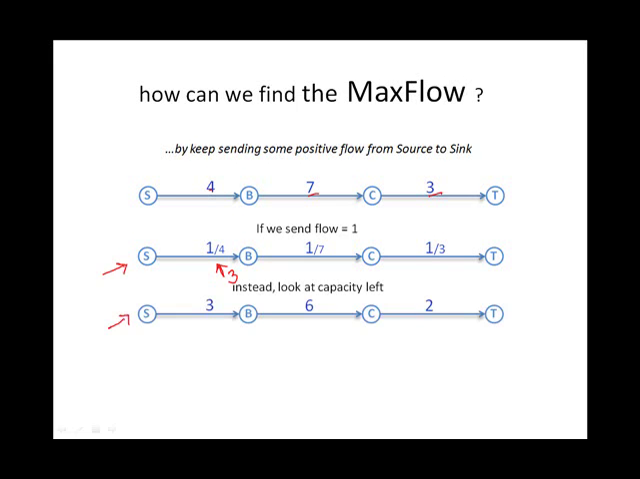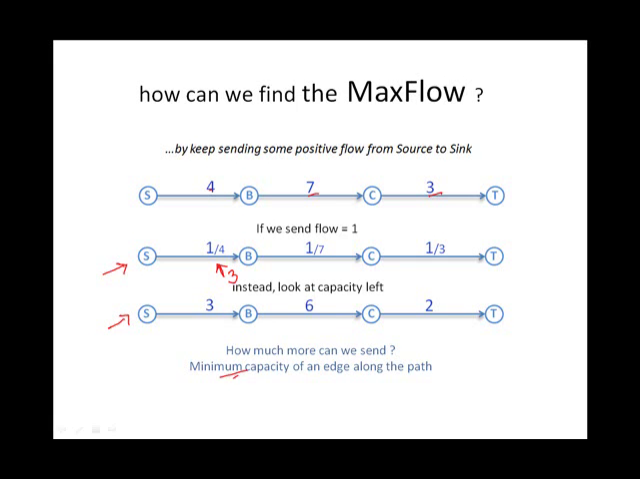Okay. So after sending flow 1 along the path, the capacity left will be 3, 6 and 2. So how much more can we send along this path? We can send one more and it becomes 2, 5 and 1. And if we send one more, it becomes 1, 4 and 0. So what is the maximum flow we can send through this path?